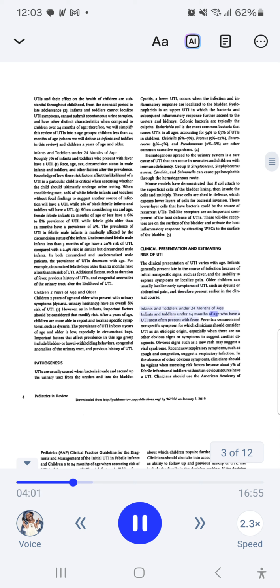Infants and toddlers under 24 months of age who have a UTI most often present with fever. Fever is a common and nonspecific symptom for which clinicians should consider UTI as an etiologic origin, especially when there are no other obvious signs or symptoms to suggest another diagnosis. Obvious signs, such as a new rash, may suggest a viral syndrome. Recent new respiratory symptoms, such as cough and congestion, suggest a respiratory infection. In the absence of other obvious symptoms, clinicians should be vigilant when assessing risk factors because about 7% of febrile infants and toddlers without an obvious source have a UTI.